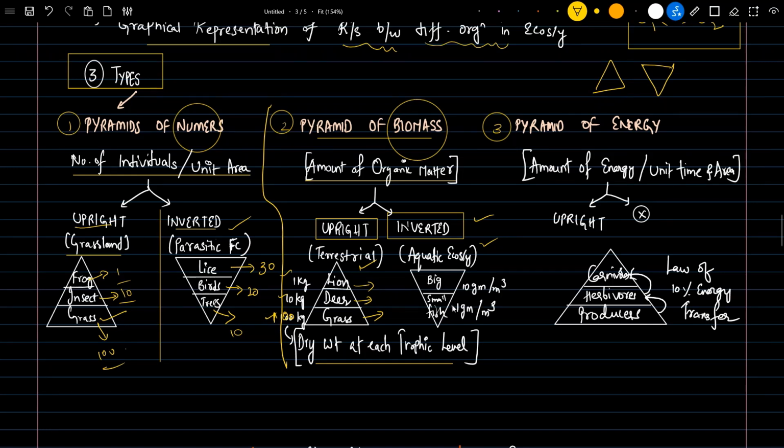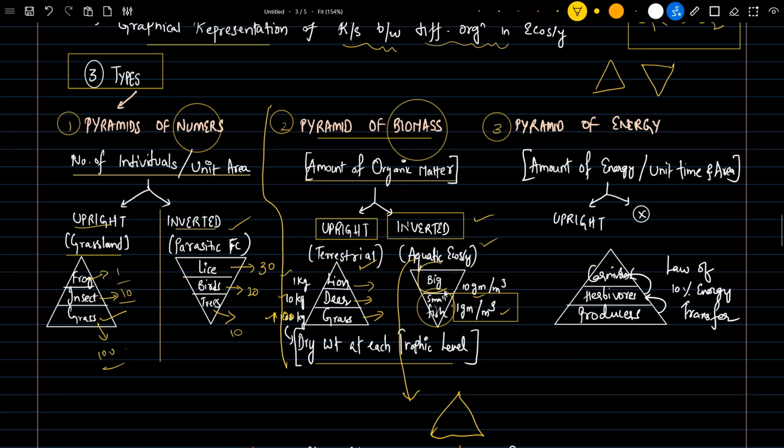So there will be small fish, medium fish, big fish. Small fish, there may be a large number. You understand with the same example, if it is the pyramid of numbers, the triangle will be upright. But here we are talking about biomass. Even though there are many small fishes, the total weight comprising them all is just 1 gram per meter cube volume.